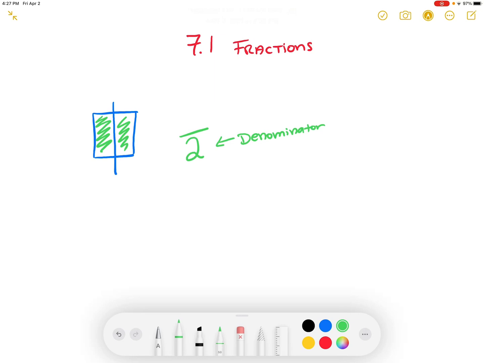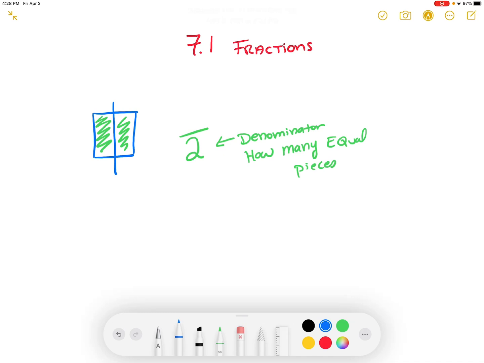And all that means is, how many equal pieces are there? How many equal pieces exist, or are we talking about, right? How many original equal pieces? It has to be equal. Now, where does the 1 come from?